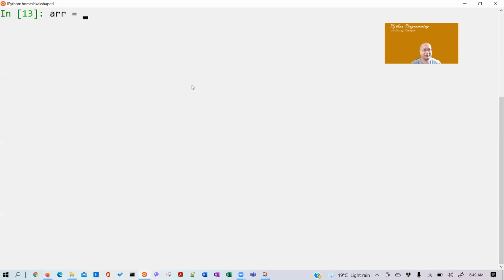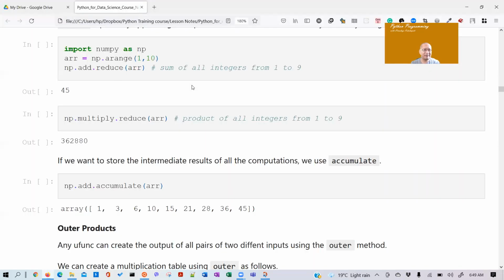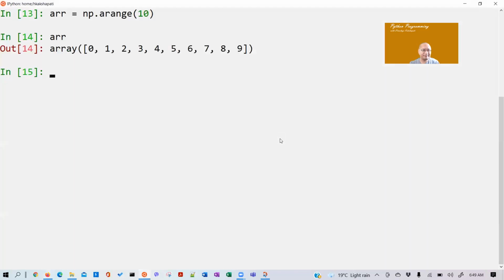x is equal to a range. Okay, we can do np.add.reduce. What happens if we do reduce? It gives the sum of everything: 0 + 1 + 2 + 3 and so on. When you add everything, how much is it? 45. So if you add them up you should get 45, right?